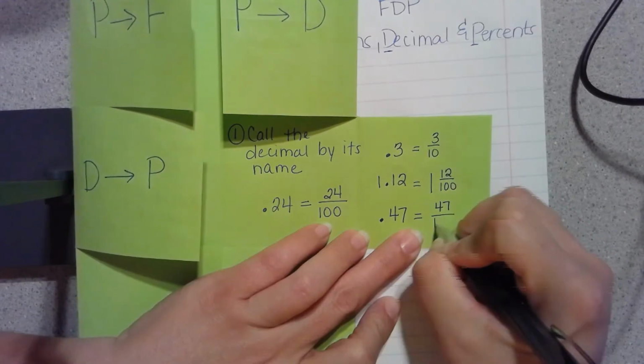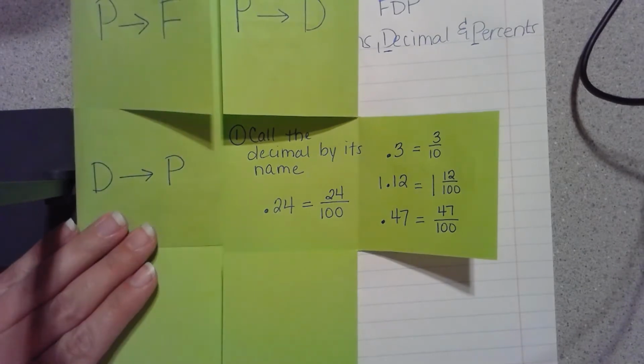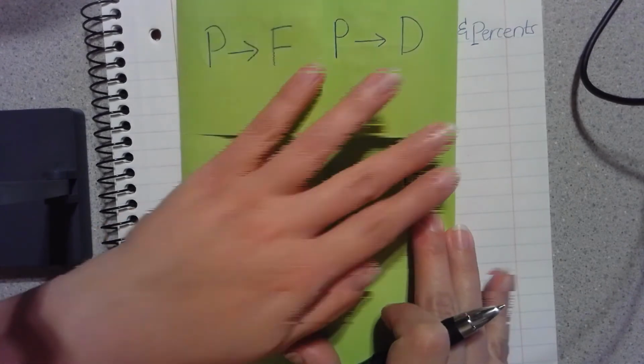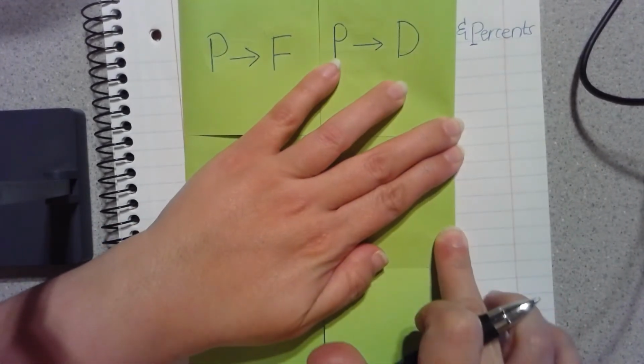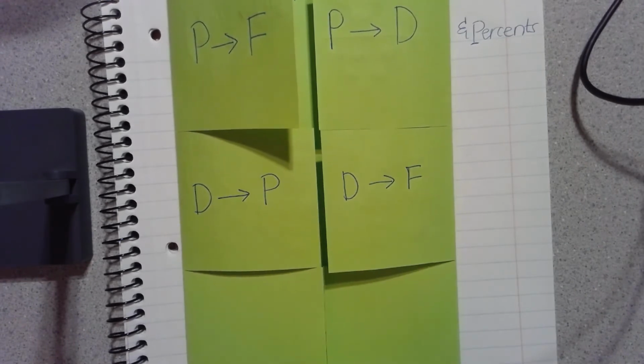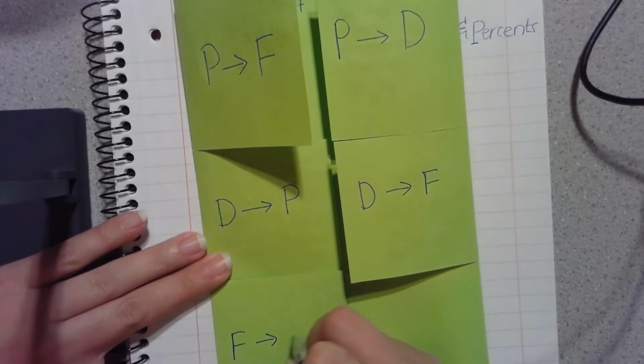Forty-seven hundredths. Listen to how I say it, 47 hundredths. Call it by its name. Last row, our last row, we are going to do fractions to decimals.